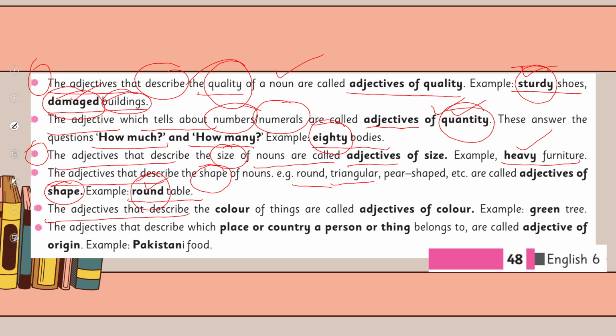The adjectives that describe the color of things are called adjectives of color. For example, can you come up with some examples on your own?